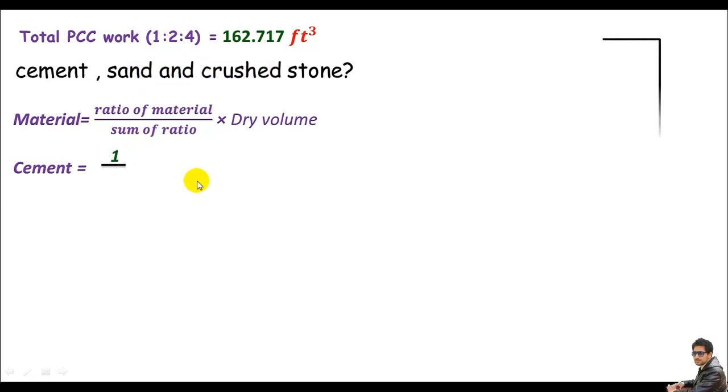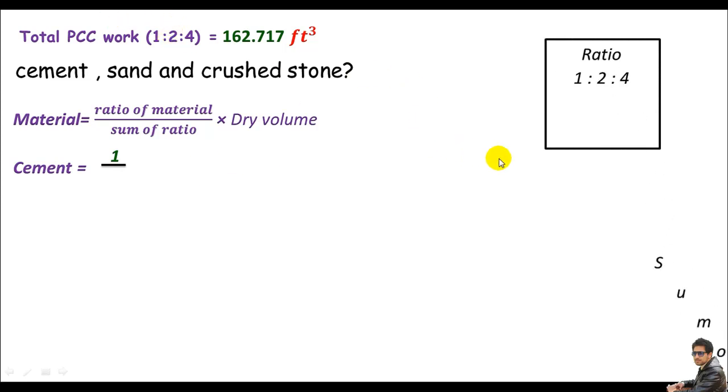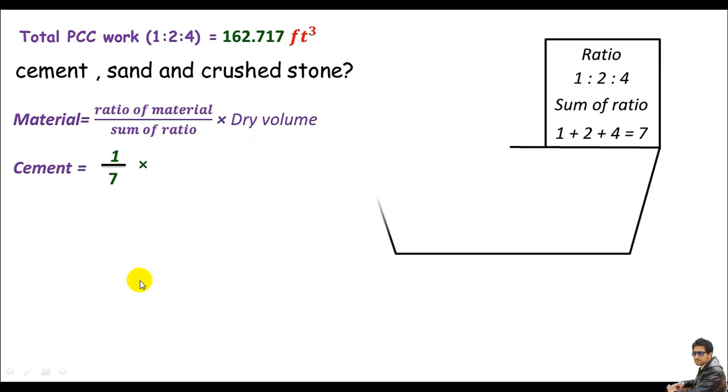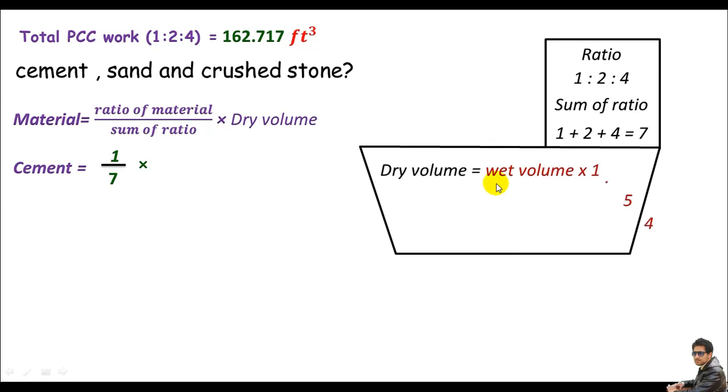What's the sum of ratio? Just add all these 3 numbers, right? The ratio is 1 to 2 to 4. Add all these 3 and we can get, of course, 7. So 1 divided by 7 times the dry volume. What's the dry volume now? Just look over here. Dry volume is just the wet volume times 1.54. And the wet volume is given just over here, which is 162.717 cubic feet, right? And what's 1.54? It is, of course, just 54% of volume, right?